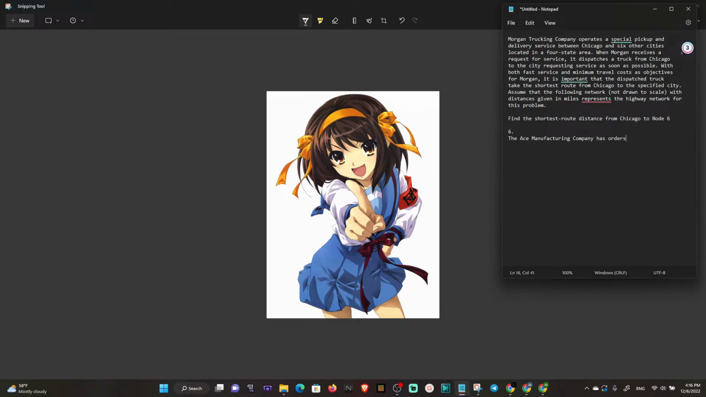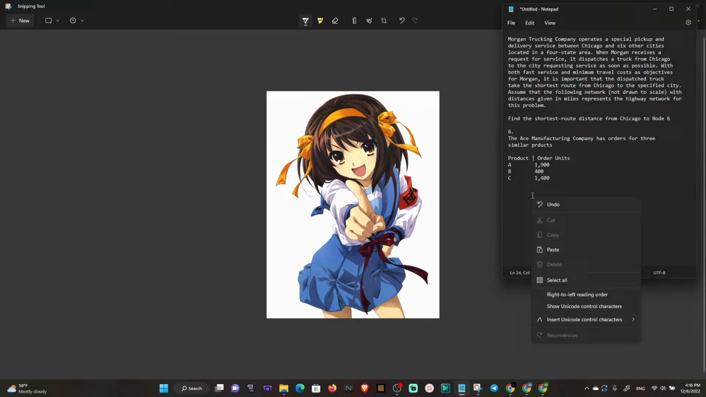A company has orders for 3 similar products, and those would be product A, B, C, and the order units will be 1900 for A, B will be 400, and C will be 1400. And then, because this will take too long to write, we'll just copy and paste it.